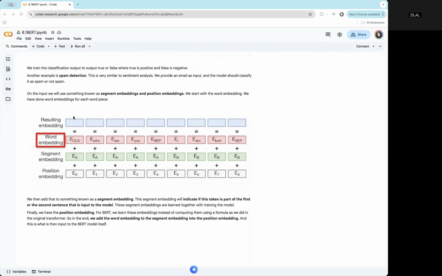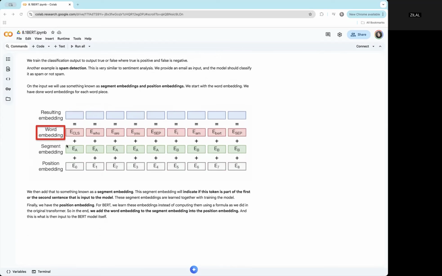Now let's talk about the embeddings in BERT. There are some different embeddings in BERT. On the input, we will use something known as segment embeddings and position embeddings. We start with the word embeddings. We have word embeddings for each piece of the word. Then we have the segment embedding. This segment embedding will indicate if this token is part of the first or the second sentence.